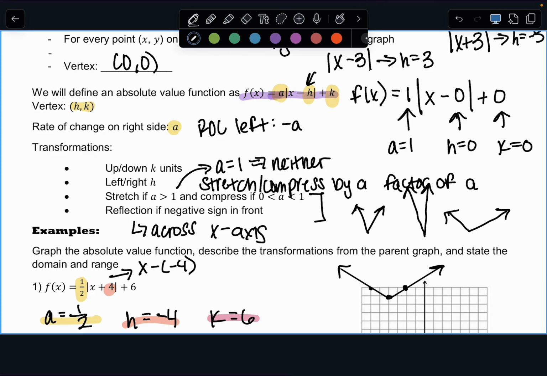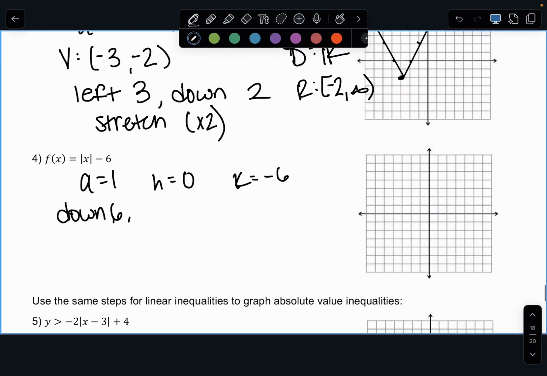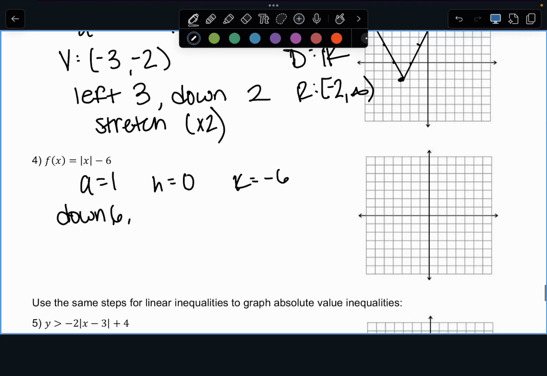Brooke? Would you take points off if you did it? No, I would not take points off. So we move down 6. Did we reflect at all? No. So our only transformation here is down 6. Period. Done.